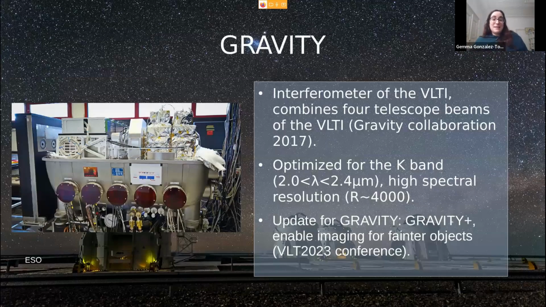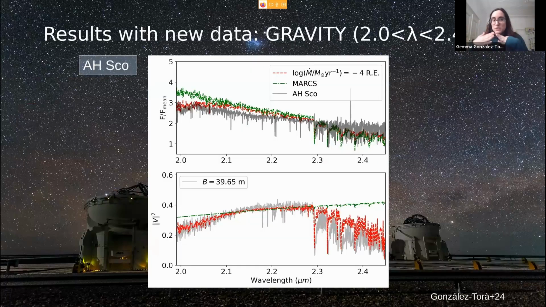So this was already published data, but we also got our own data of brand new red supergiants that were not observed. And we have GRAVITY. With GRAVITY, basically, we are getting the K band, so from 2 to 2.4 microns. We have a really high spectral resolution. And you can see these are the results with GRAVITY for AH Scorpii.